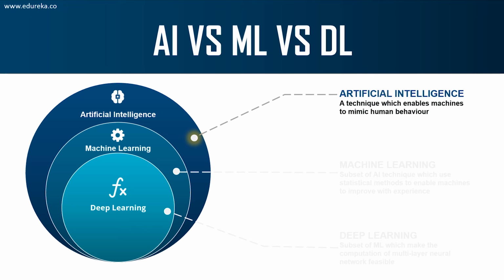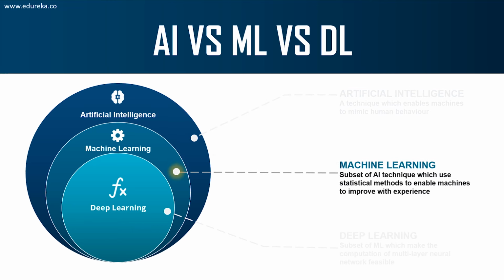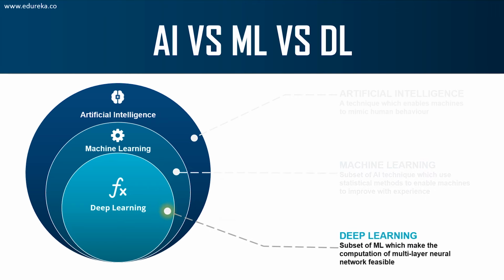Now, artificial intelligence is the science of getting machines to mimic the behavior of human beings. Machine learning is the subset of artificial intelligence that focuses on getting machines to make decisions by feeding them data. Deep learning, on the other hand, is a subset of machine learning that uses the concept of neural networks to solve complex problems.